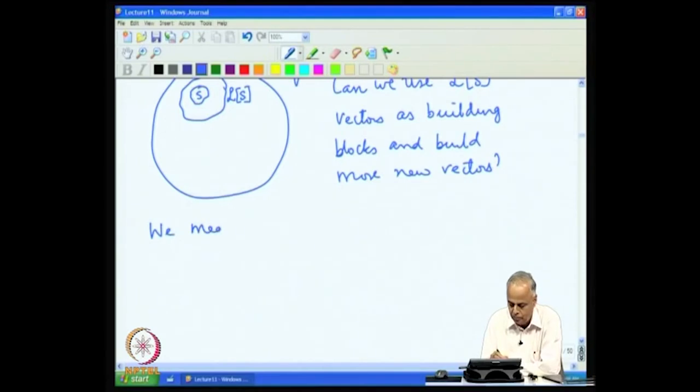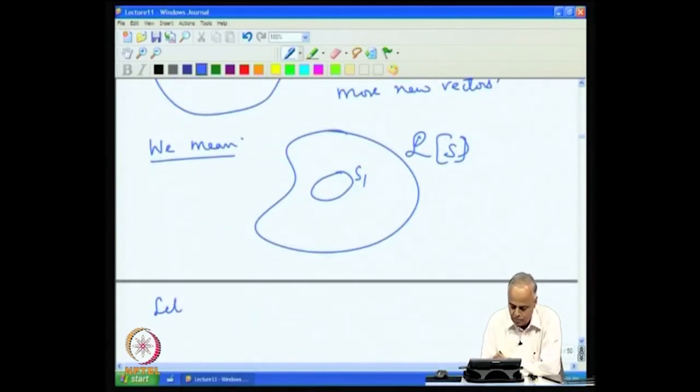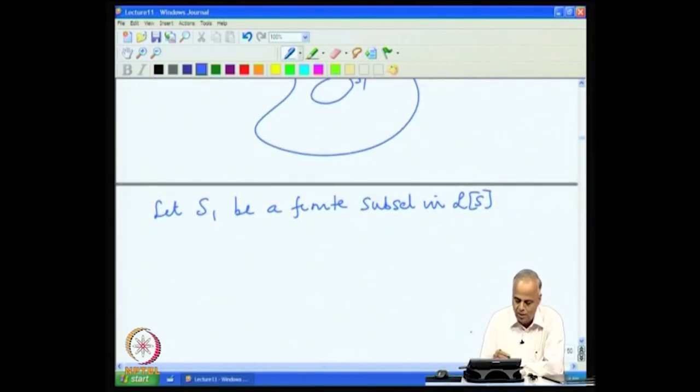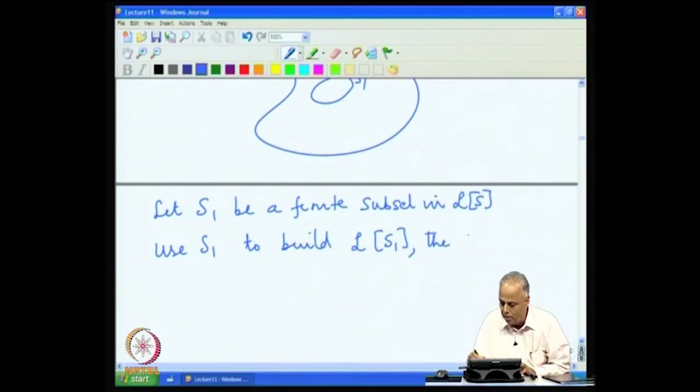We mean, now take, here is your LS which you have built. In this LS, you pick a small finite subset. So, let S1 be a finite subset in LS. Now, go through the building construction starting from S1. So, now use S1 to build. When we start with S, what we built was LS, the collection of all linear combinations of S vectors. So, when we start with S1, we will build LS1, which is the collection of all linear combinations of S1 vectors.